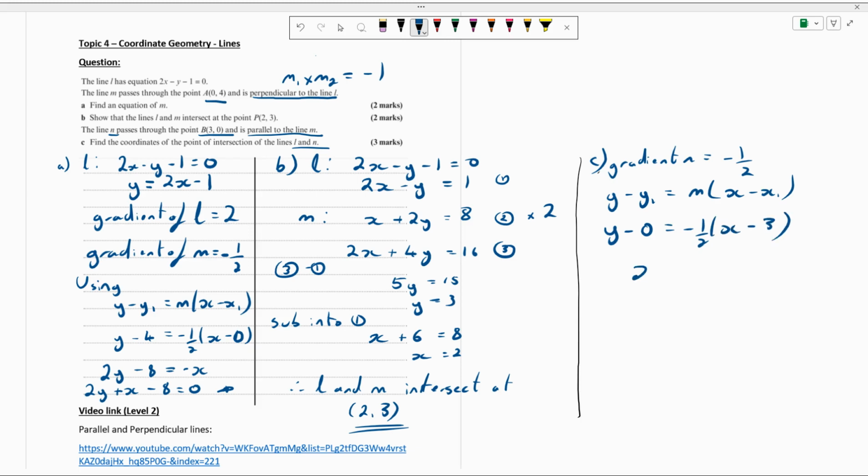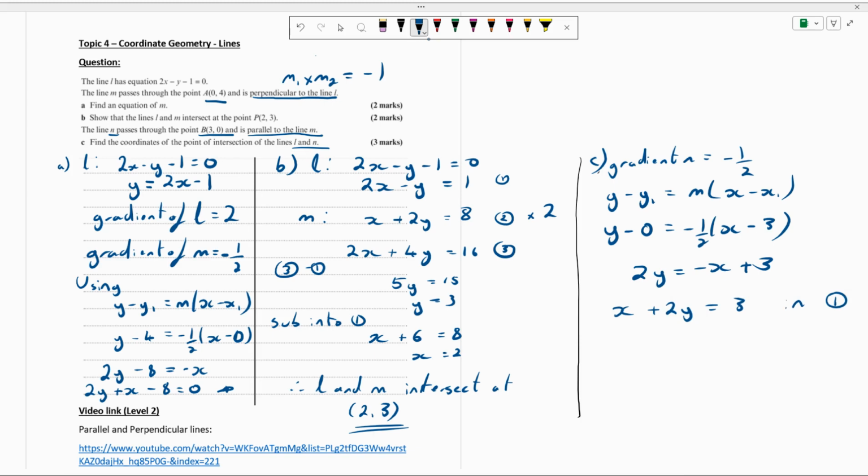Okay, times by 2, so 2y is minus x plus 3. Because I want to times everything by 2. And let's rearrange the equation. So I've got x first. I've got x plus 2y is 3. Okay, there's one equation. That's the line for N. And let's call that number 1.